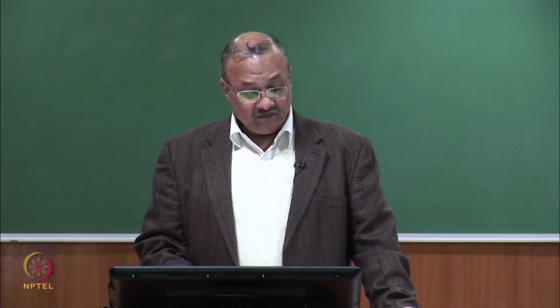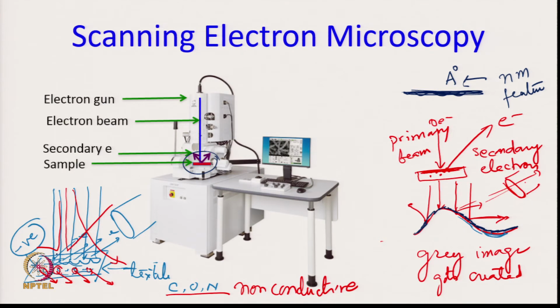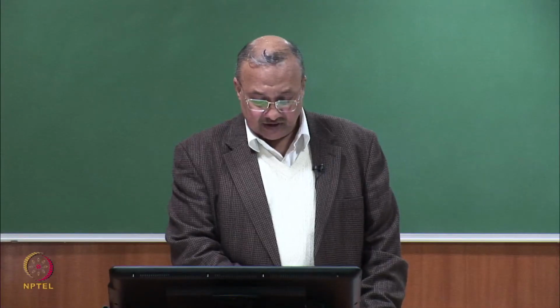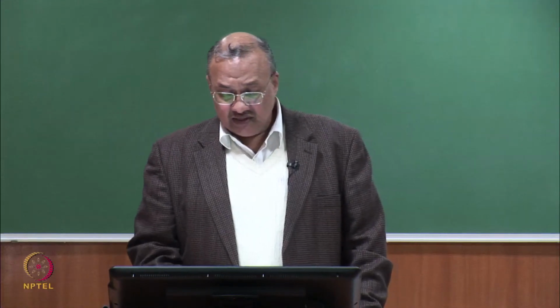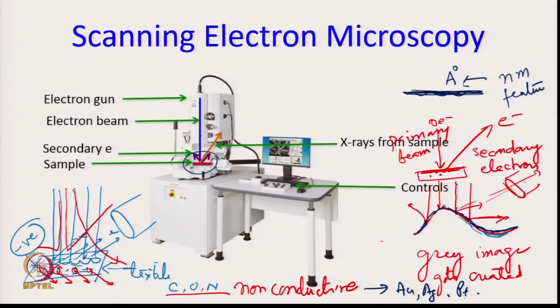So, we can look at these samples by coating them, making them conducting with gold, silver, or platinum. I can use all these kinds of elements, but the coating has to be thinner than the features I am looking at. So, this is about the microscope. Now, there is another thing which happens once this electron beam hits the sample.